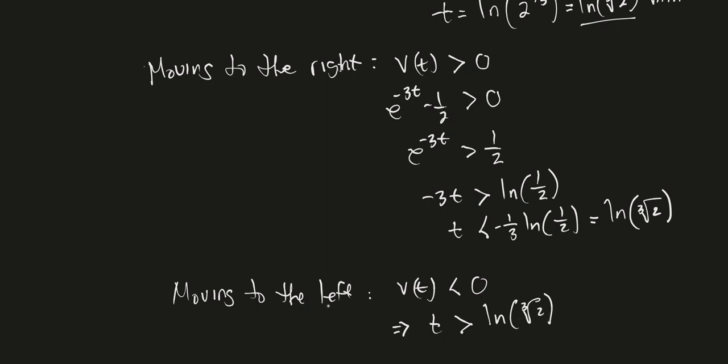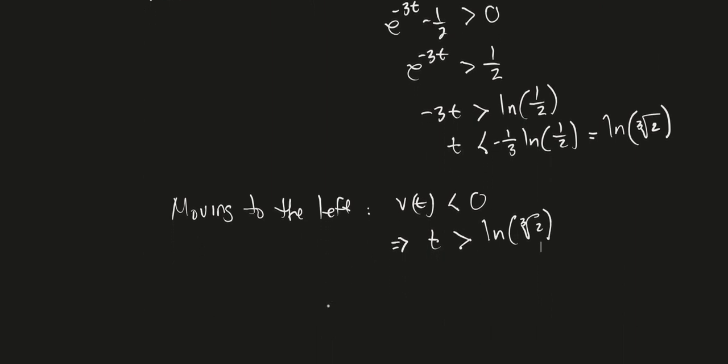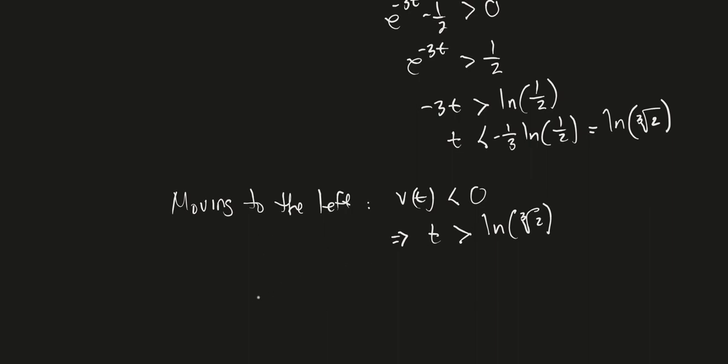So let's put this all together and actually show the number line for the velocity function. Here is our time axis, from 0, because it says t is greater than or equal to 0, and it goes to infinity. At t equals ln of the cube root of 2, right here, our velocity is equal to 0. So v of t is equal to 0 at that instant.